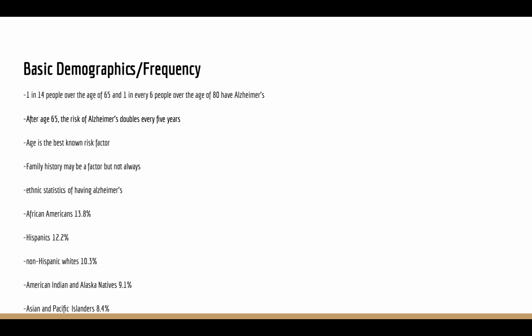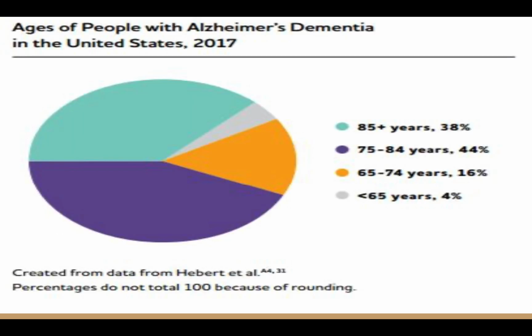So age is the best known risk factor for Alzheimer's. The older you get, the more likely you're going to see it show up in your brain, if you do have it. It's not really sure what causes it yet. Family history may be a factor, but not always. Usually Alzheimer's starts to show up at ages 65 and up, and the older you get, the more likely you are to have Alzheimer's, and it will get worse.